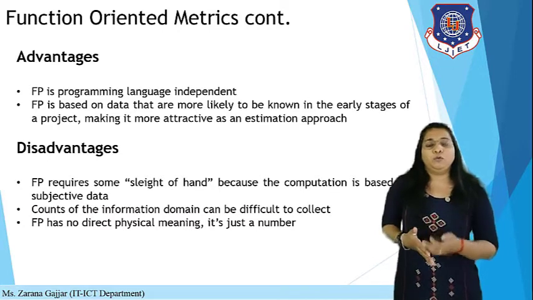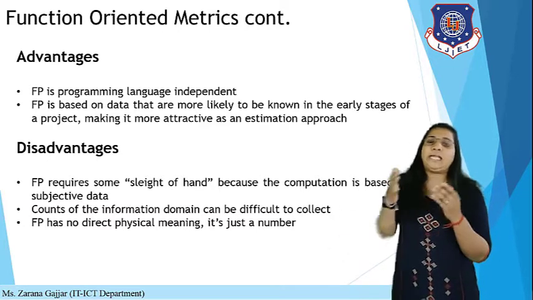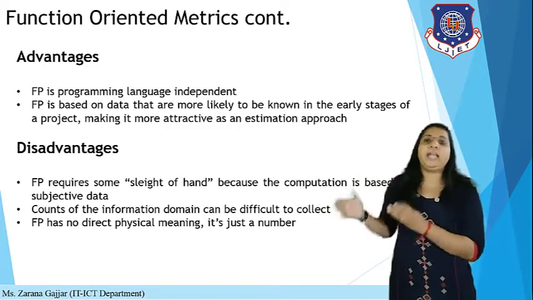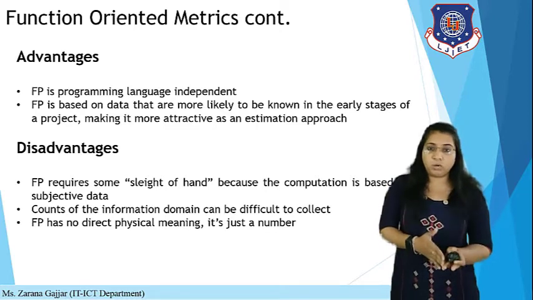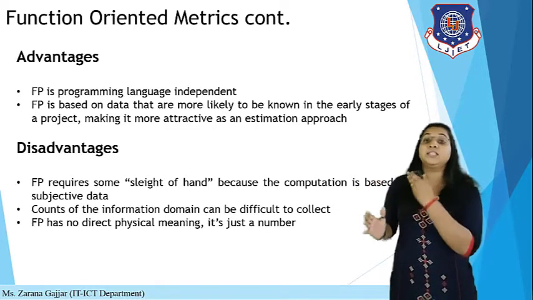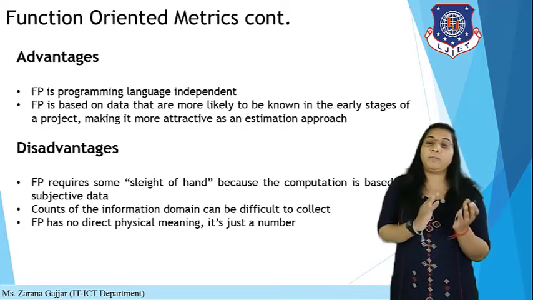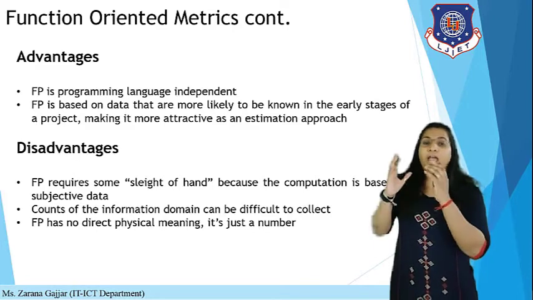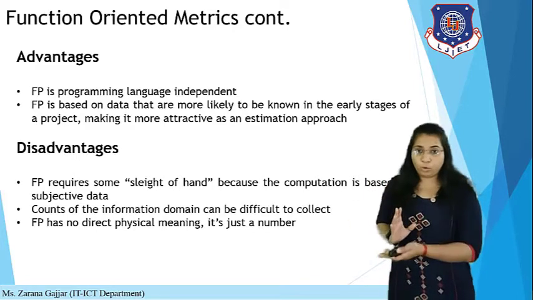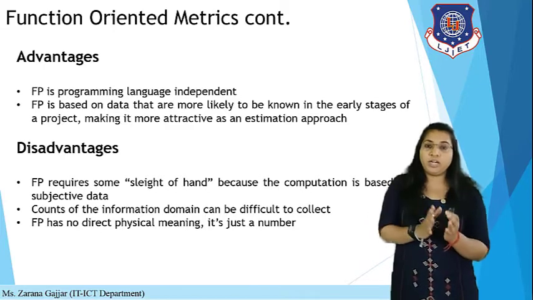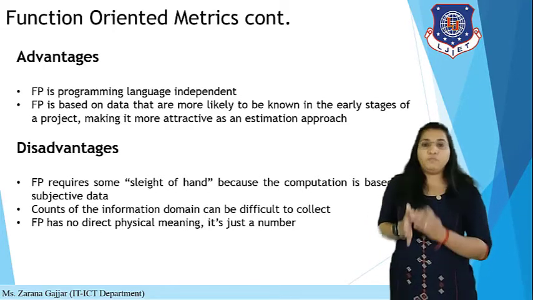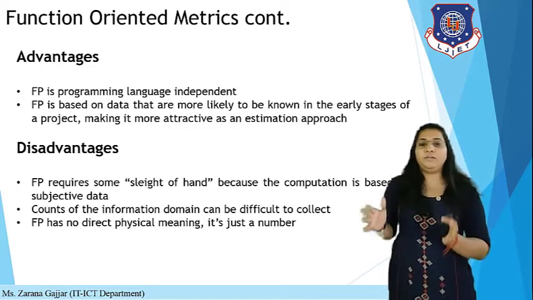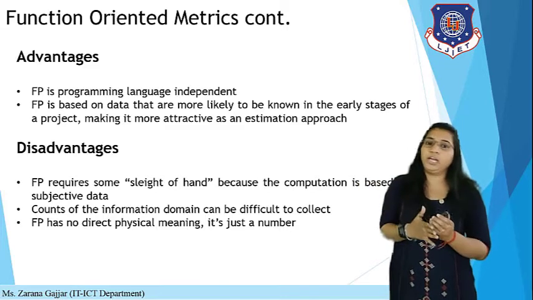So what have we learned? We have learned size oriented metrics and function oriented metrics. Size oriented metrics are design oriented and function oriented metrics are user oriented. Then size oriented metrics are direct metrics and function oriented metrics are indirect metrics. In size oriented metrics you are considering the actual size of the product that has been produced, and in function oriented metrics you are calculating the functionality delivered by that particular software. So this is the major difference between size oriented and function oriented metrics.